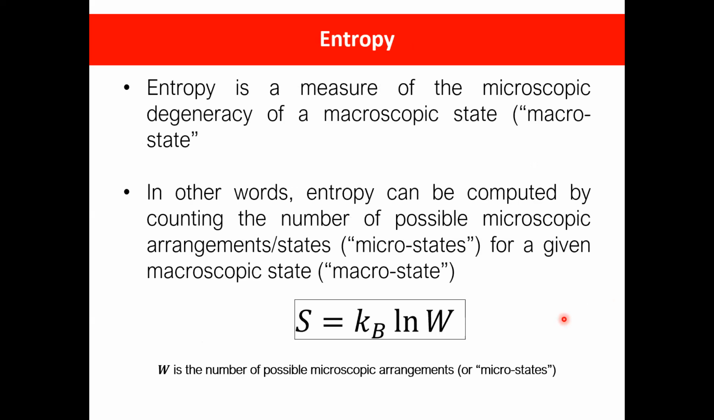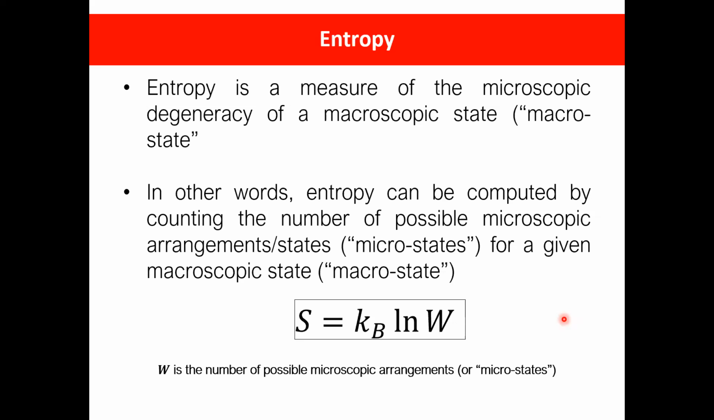So what is written here is that entropy is a measure of microscopic degeneracy of a macroscopic state, or macro state. In other words, entropy can be computed by counting the number of possible microscopic arrangements or states, which are also called microstates, for a given macroscopic state. So what is being told to you is that entropy is a measure of microscopic degeneracy of a macroscopic state, and you can calculate the entropy of a macroscopic state by counting how many microscopic states there are.